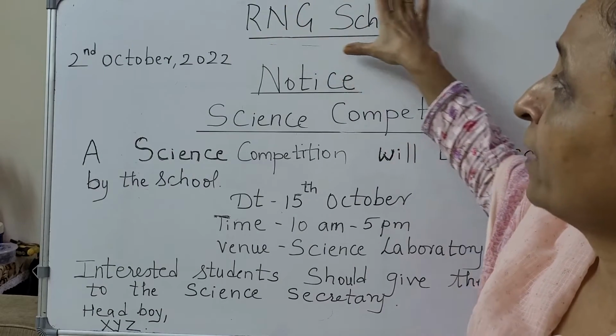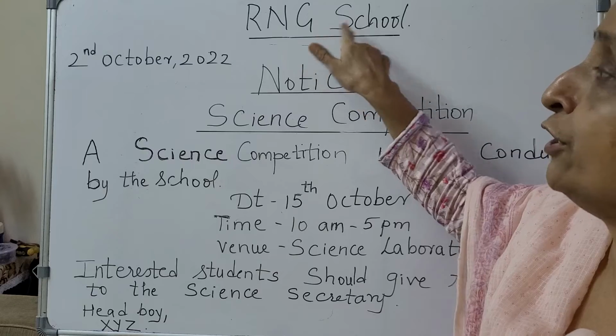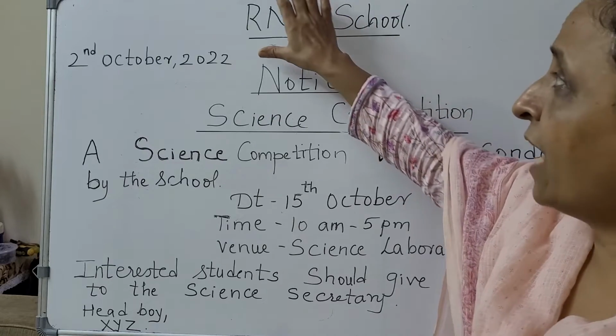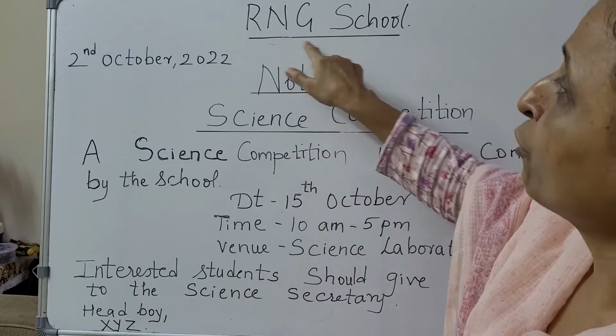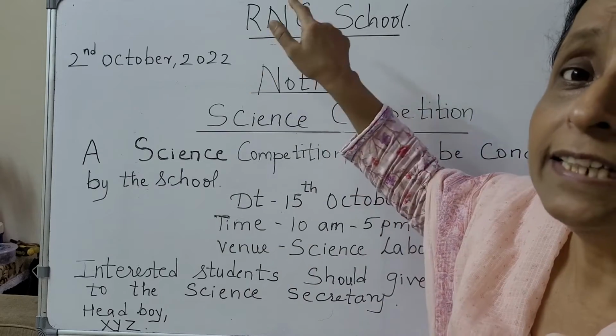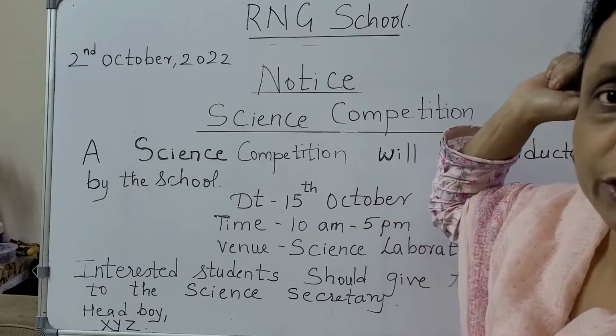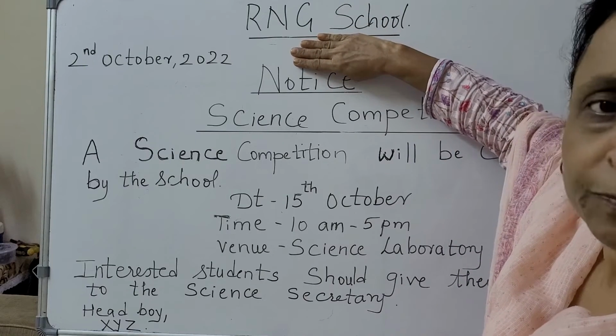So if it is RN Gandhi High School, you just have to write RNG School and it has to be at the top. If you have taken the half of the page, then the topmost line will contain the name of the organization. Now leave 3 lines.